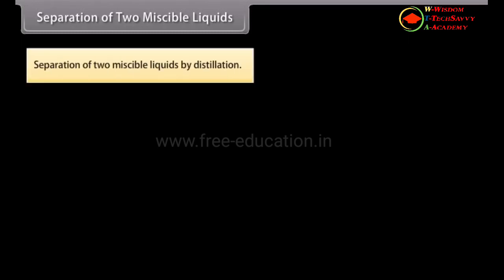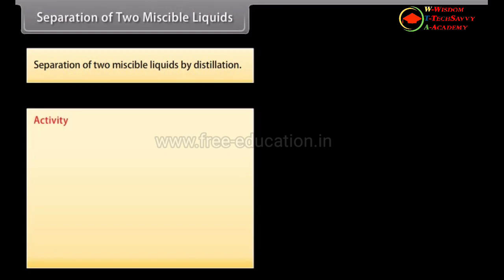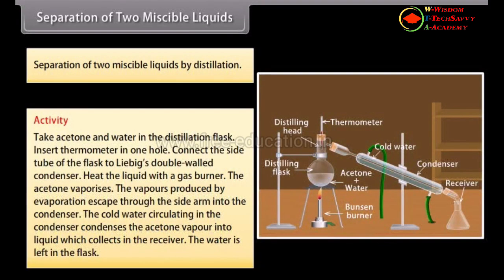Separation of two miscible liquids. Separation of two miscible liquids by distillation. Activity: take acetone and water in the distillation flask. Insert thermometer in one hole. Connect the side tube of the flask to Liebig's double-walled condenser.